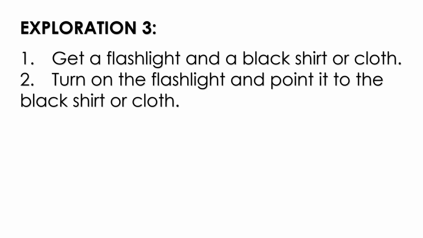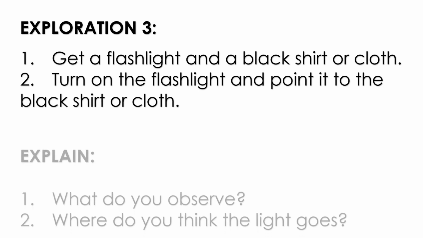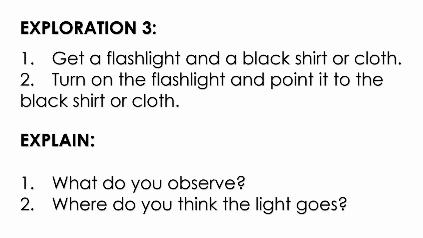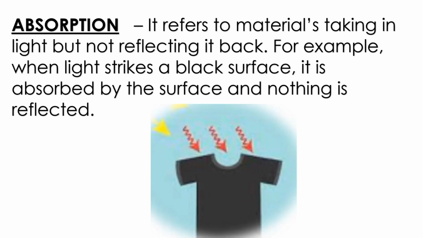Exploration 3. Number 1. Get a flashlight and a black shirt or cloth. The second one is turn on the flashlight and point it to the black shirt or cloth. Explain. We have here two questions. Number 1, what do you observe? And the second one, where do you think the light goes?